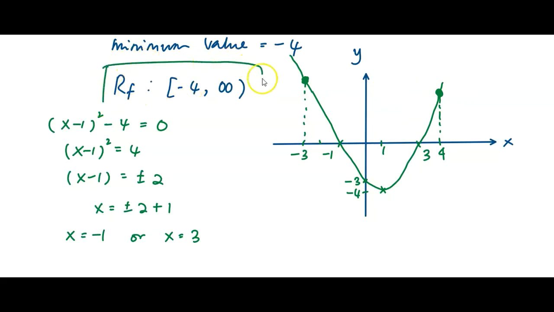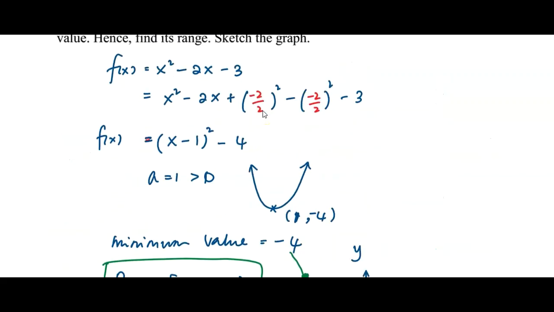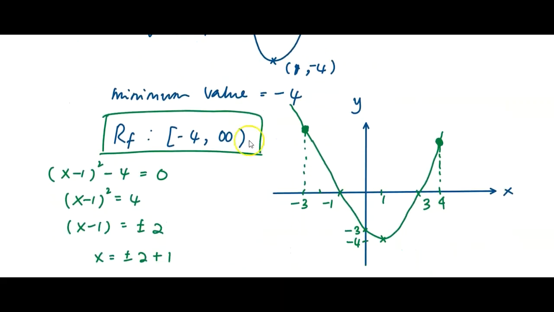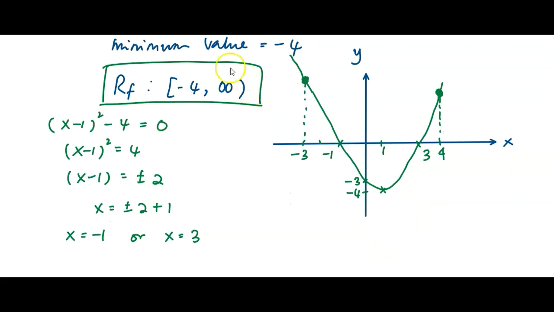The range later on we need to reconsider, because the domain is from negative 3 to 4. The range might not go up to infinity. So later on we need to reconsider our range. So here I would just remain this part, from negative 3 to 4, and other than that, I will just erase it off, because the question just wants the domain from negative 3 to 4.